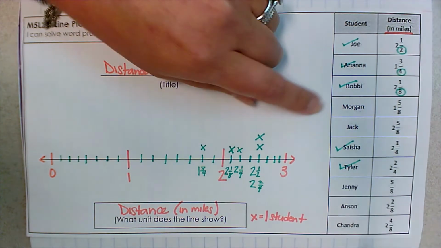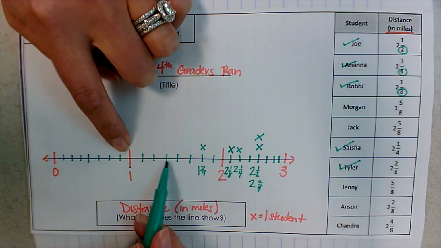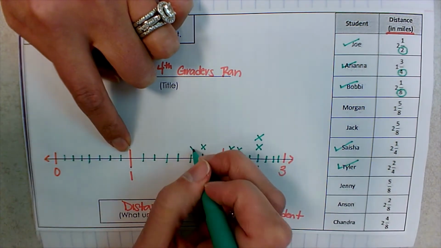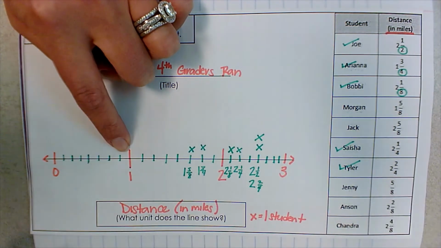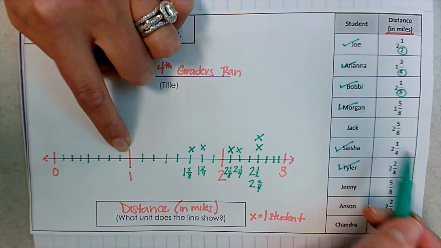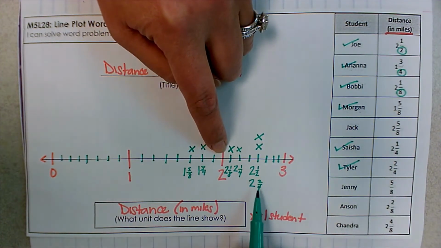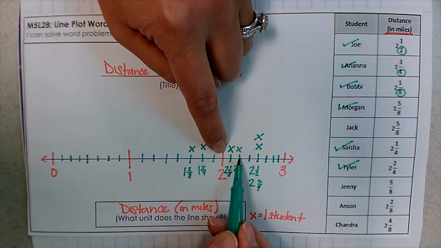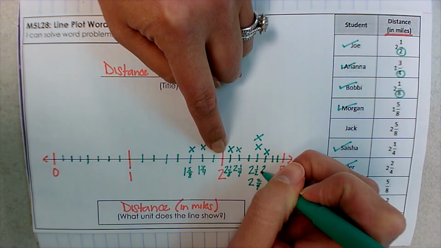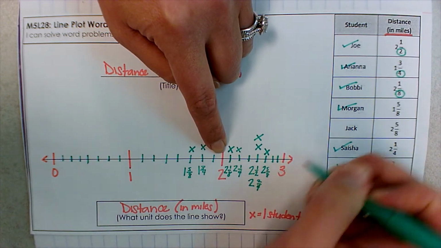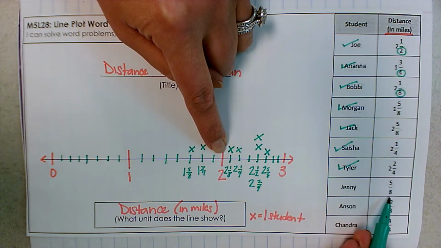Morgan is at 1 5/8. So I'm going to come back down to 1, and now I'm going to count for 5/8. So 1, 2, 3, 4, 5. I'll mark my X and say this is 1 5/8. Check. All right, Jack is at 2 5/8. Here's my 2. I already know that here's my 4/8. 1, 2, 3, 4. Here's a 5/8. 2 5/8. Check.